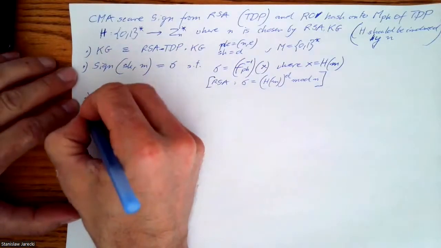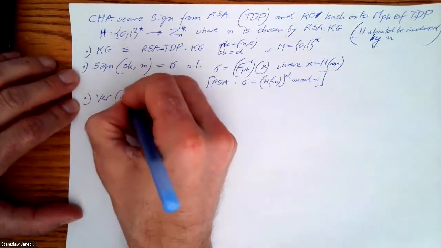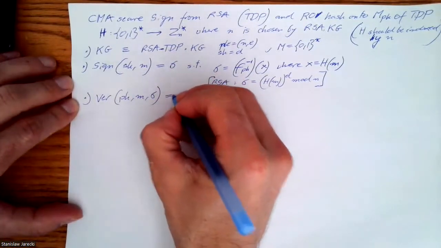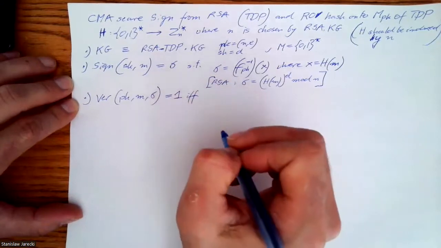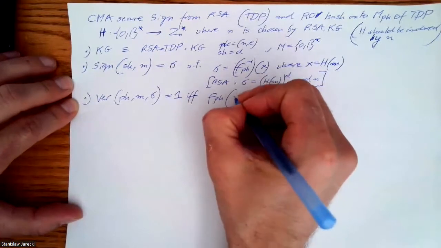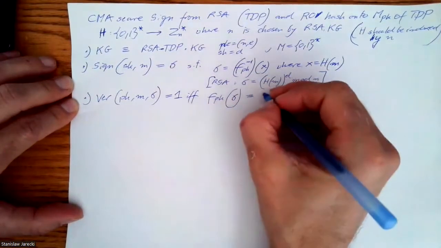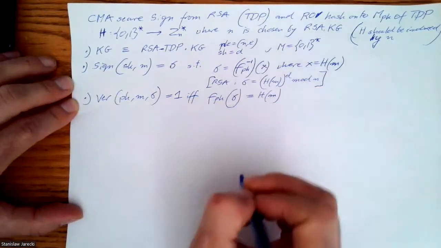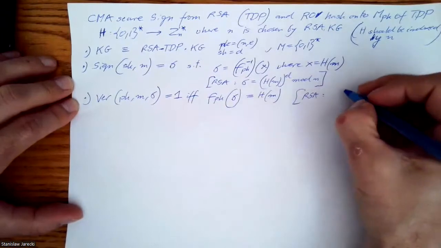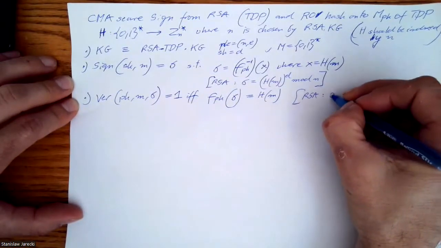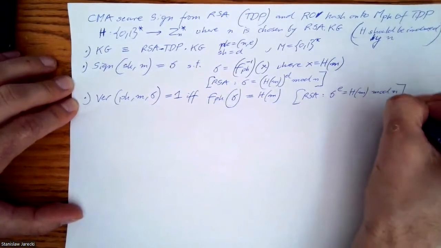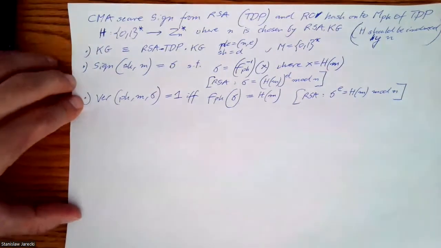Okay, and verification, given public key, message and signature, outputs 1 if and only if evaluating the function forward on the signature gives me the hash of m. So in RSA that would be that sigma to the e is the hash of m mod n. Okay.